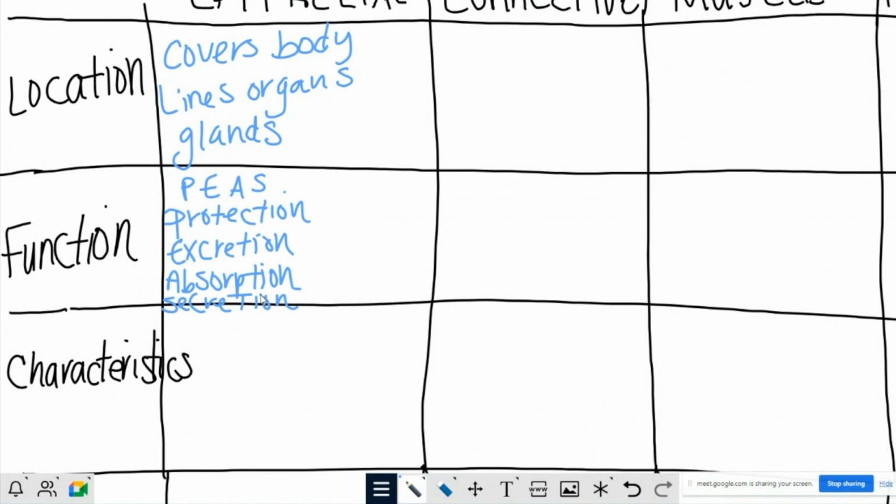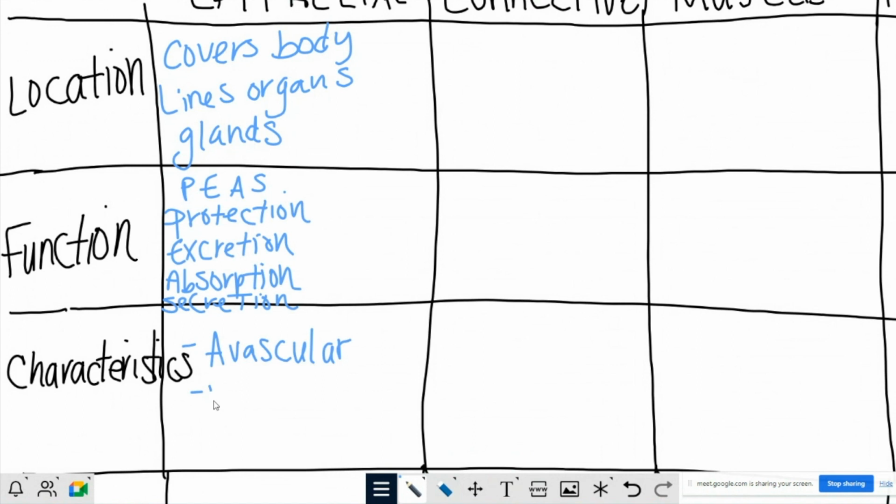Then let's get to some characteristics. Epithelial tissue is avascular. So this is no blood vessels. Epithelial tissue has no blood vessels in it. It's supplied with blood another way. That tissue itself does not have its own blood supply. So it receives blood from a different way. It's not going to have vasculature running through it. So it's going to get oxygen and nutrients from a different way.